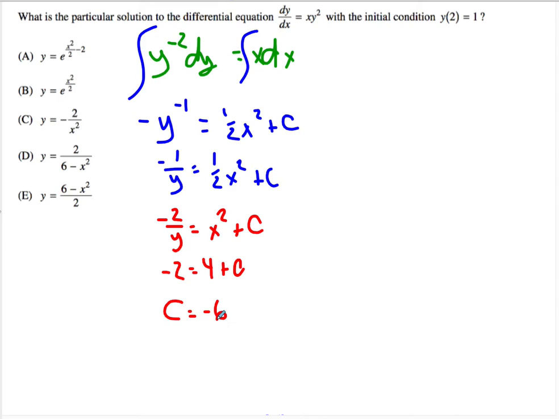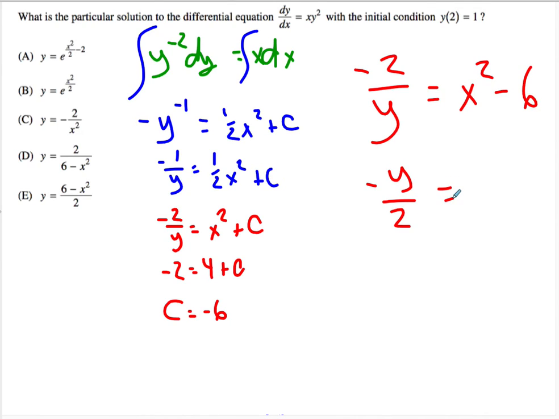So what we got is -2 over y equals x² minus 6. Let's flip both sides because I like y on top, because these answers are all y equals, not 2 over y equals. So we'll flip them. We got negative y over 2 equals, when we flip that, it becomes 1 over x² minus 6.